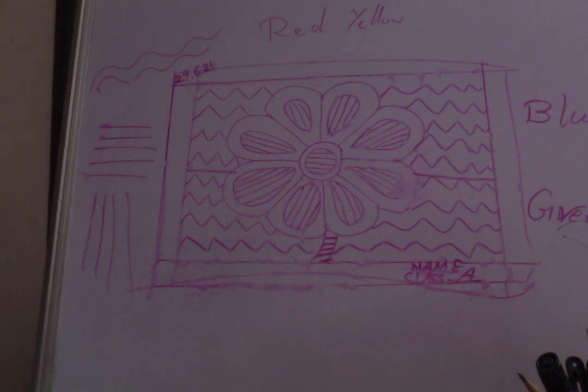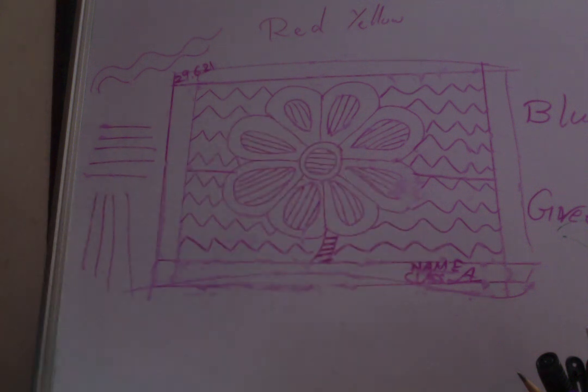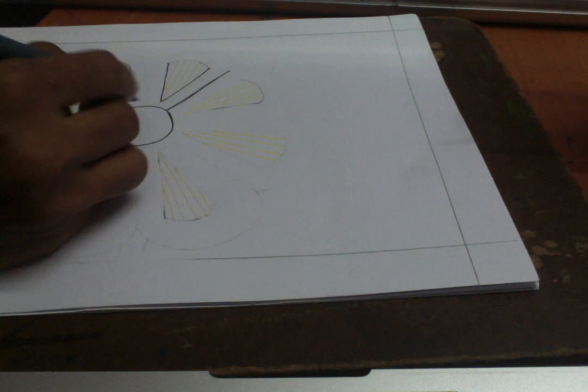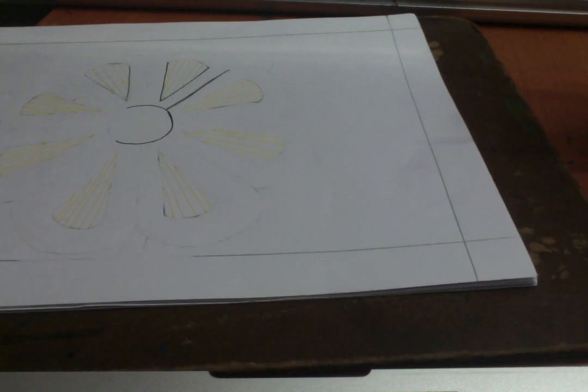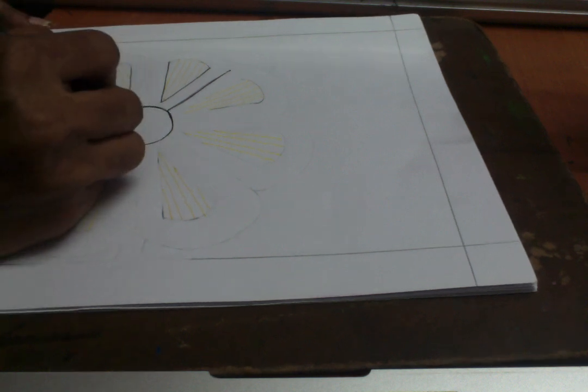So here I had drawn, I'm going to draw a flower in this part. Listen carefully to what I'm doing here. Take your A4 paper and draw the four side margins. After finishing your four side margins, take the pencil and draw the circle in the center of your paper.